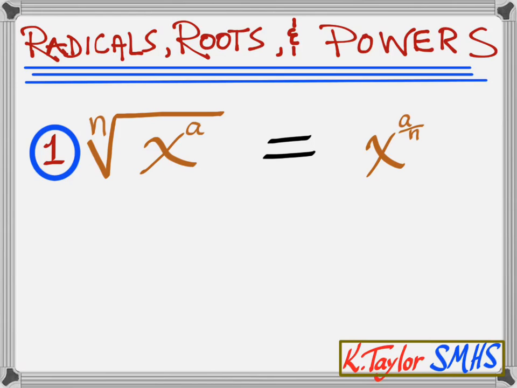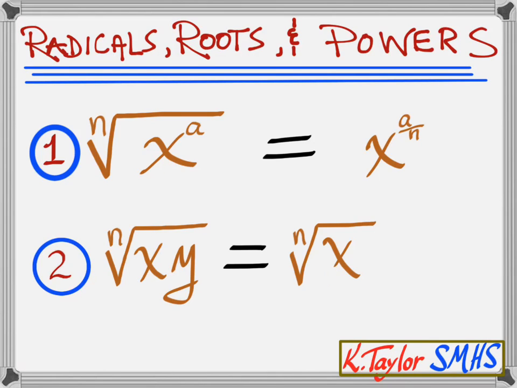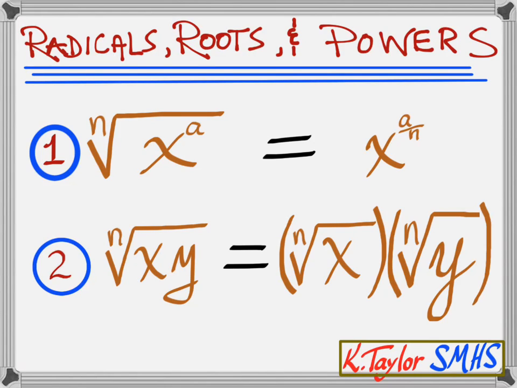The other rule that we'll look at today, you might call it the product rule for radicals. It's when you have the nth root of a product, like the nth root of x times y, you could rewrite that as the nth root of x times the nth root of y, as a product of radicals. So a radical of a product is the same thing as a product of radicals.